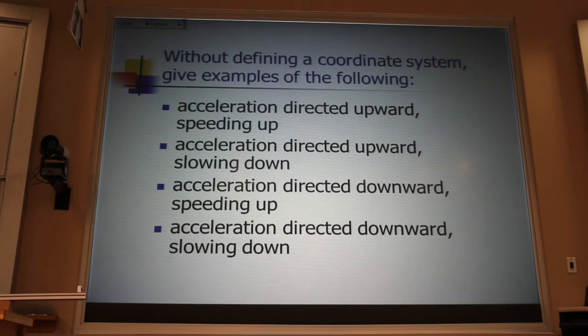You dive into water. Once you hit the water, you're still going down, but you're slowing down, so your acceleration is up. All of these examples have to be of things that are moving down and slowing down.